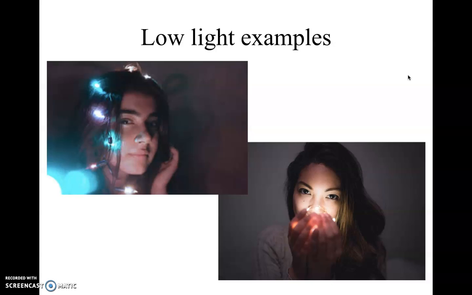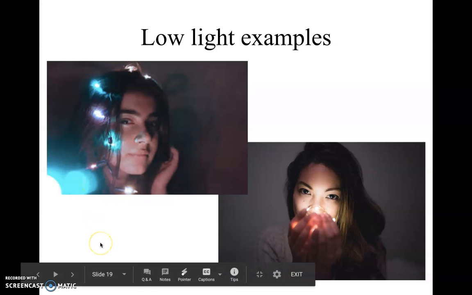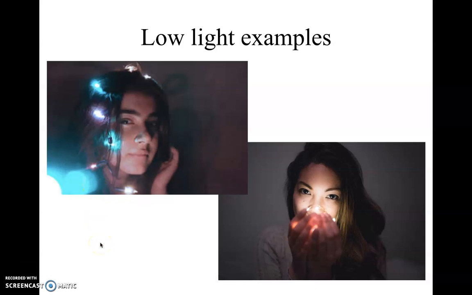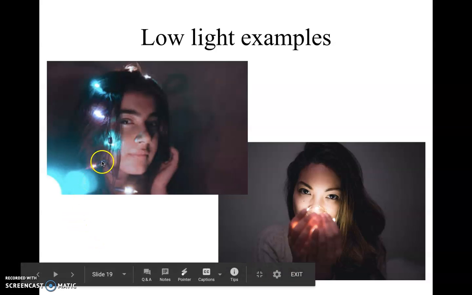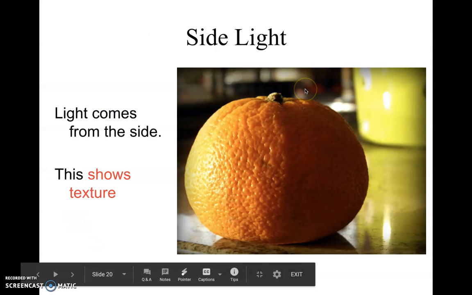Let's say you went into the dark with just a candle. You can get some beautiful, soft, low light photos. Here's one with little holiday lights. So if you have a string of lights, you may want to try and take a picture with no flash. The only light in the room is from the little string of lights or the candle.